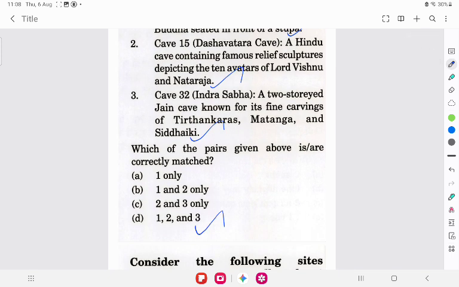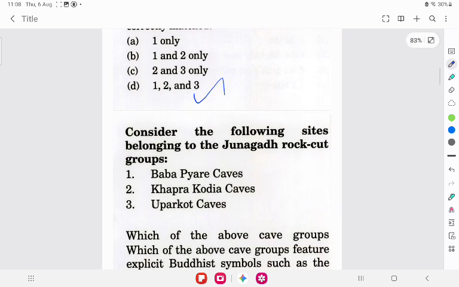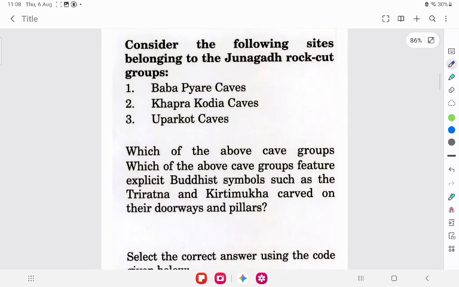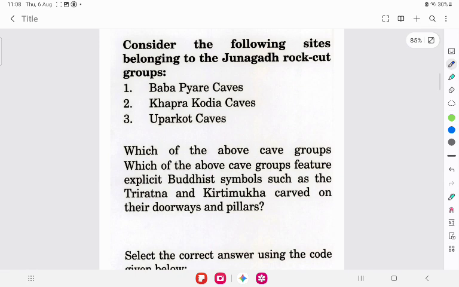Okay, so now let's move on to the third question. Consider the following sites belonging to the Junagadh rock-cut groups: Baba Pyare Caves, Kapra Kodia Caves, Uppercut Caves. Which of the above cave groups feature explicit Buddhist symbols such as the Triratna and Kirtimukha carved on their doorways and pillars?